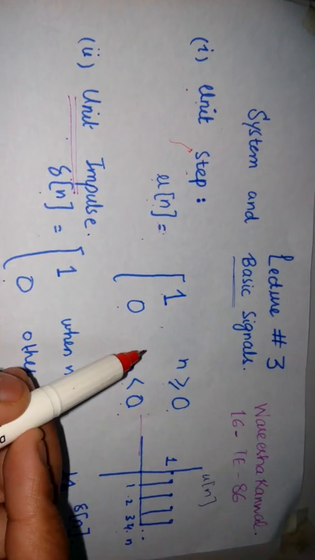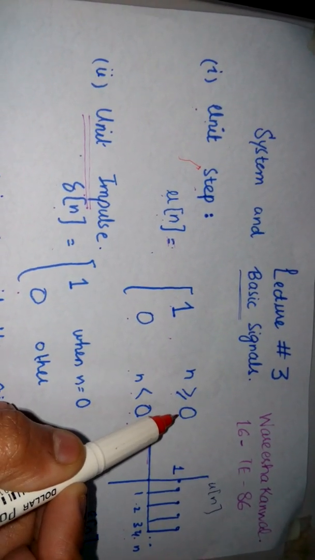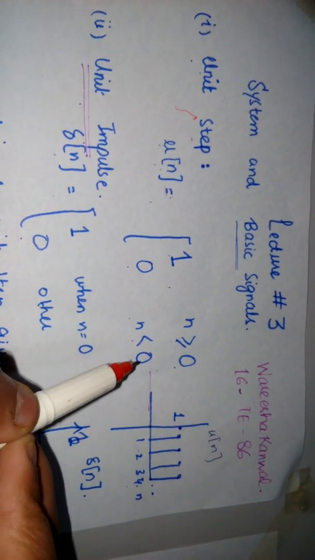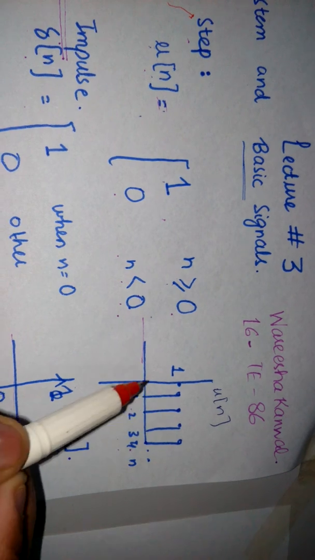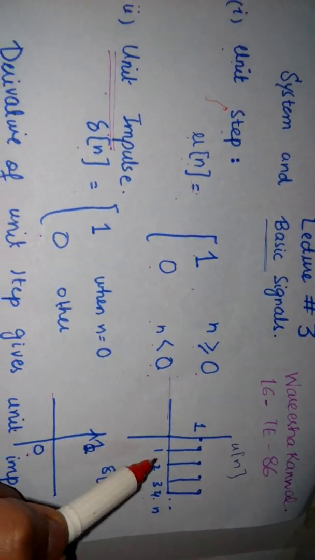Unit step. u of n is equal to 1 when n is greater than or equal to 0, and it is 0 when n is less than 0. As you see from the graph, it represents the unit step graph.